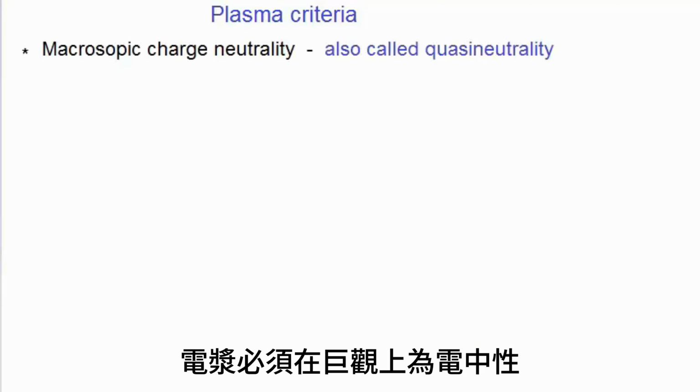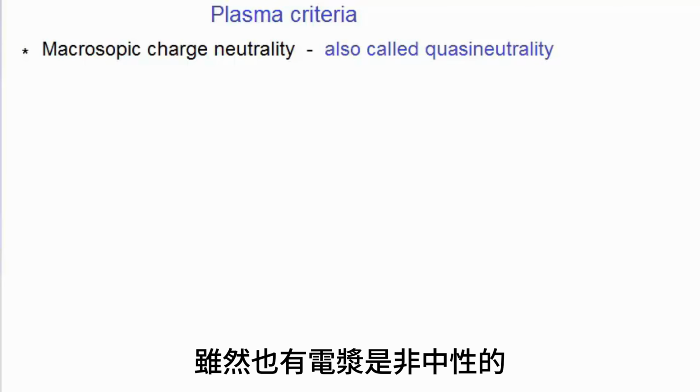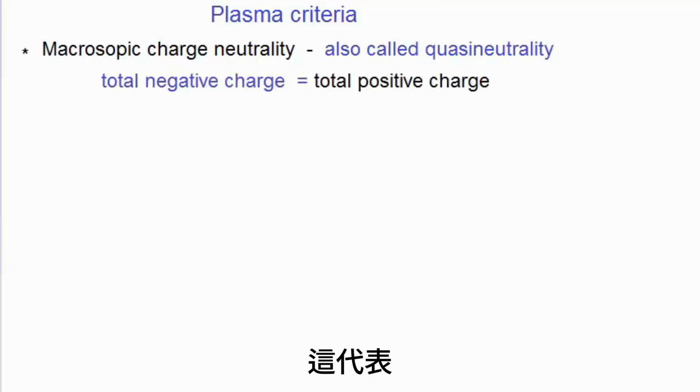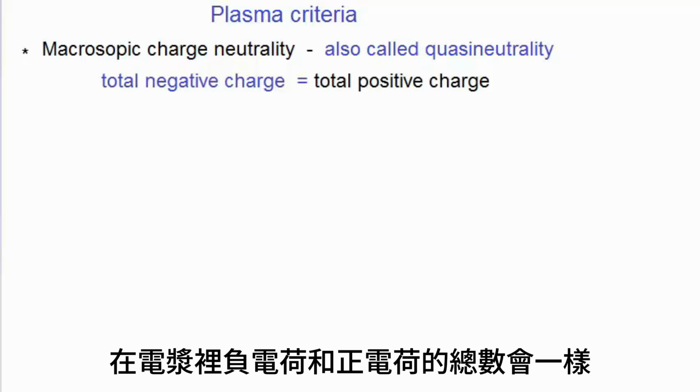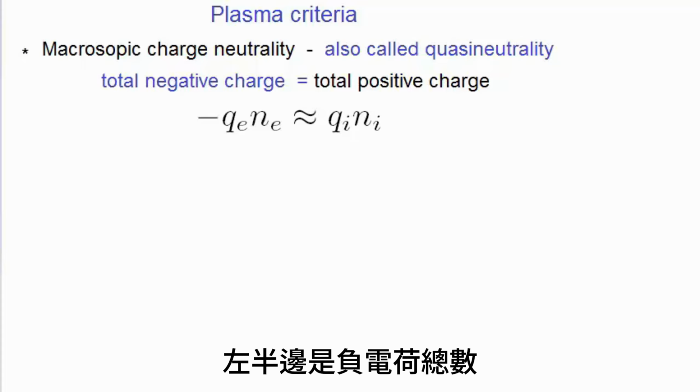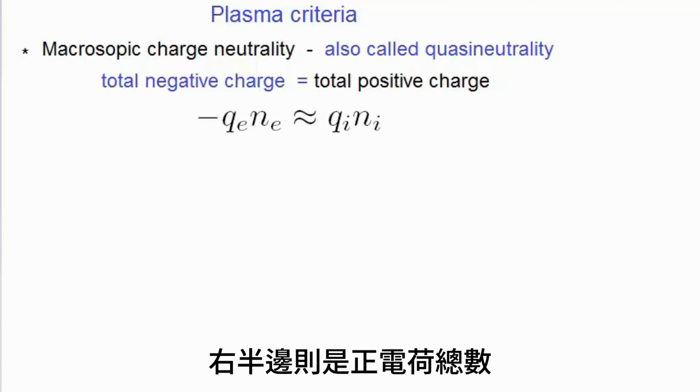When we started this lecture, we gave a very simplistic answer to what a plasma is. But there are actually quantifiable criteria that determine if an ionized gas is a plasma or not. Plasmas must be macroscopically charge neutral, also called quasi-neutrality. There are, however, plasmas that are called non-neutral plasmas, but we'll stick with the definition followed by Chen, that is, of quasi-neutrality. That means the total negative charge is equal to the total positive charge in the plasma. This can be obtained by the following expression, where the left-hand expression is the total negative charge and the right-hand expression is the total positive charge.